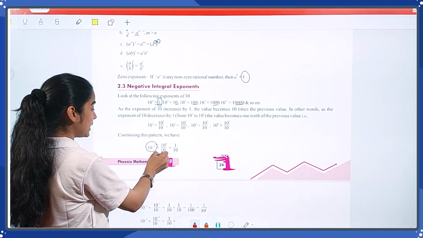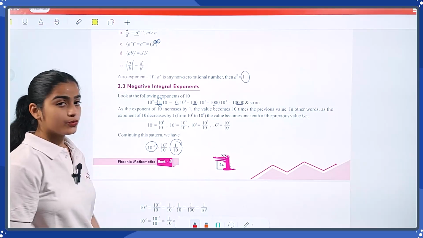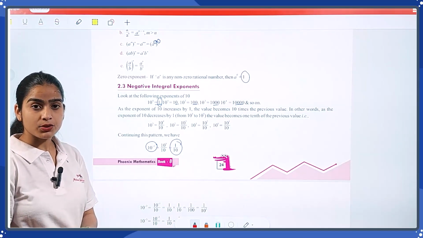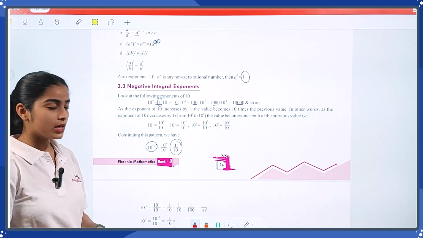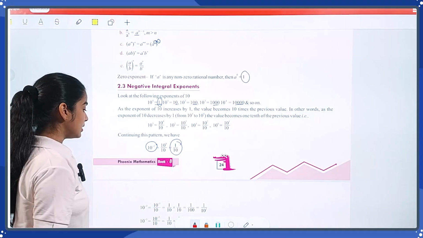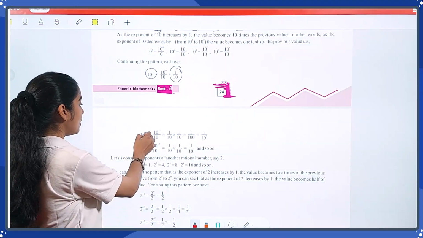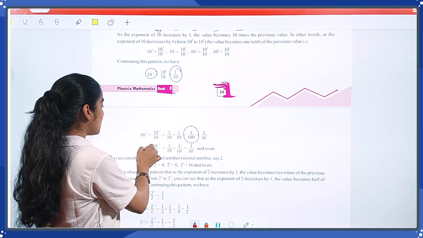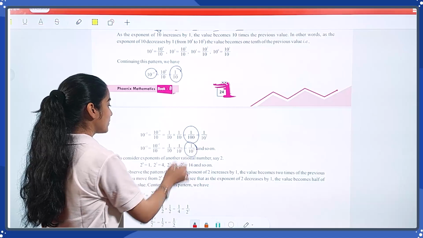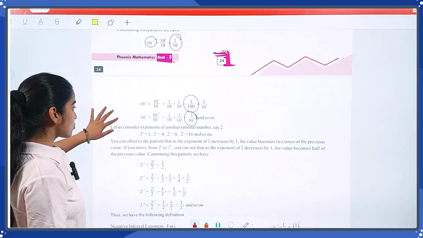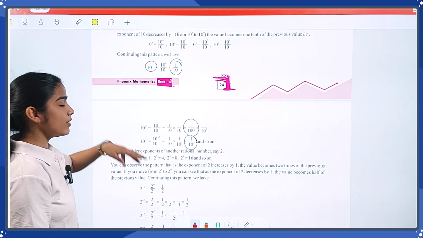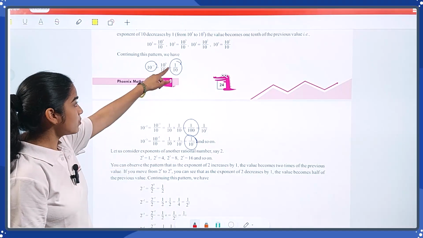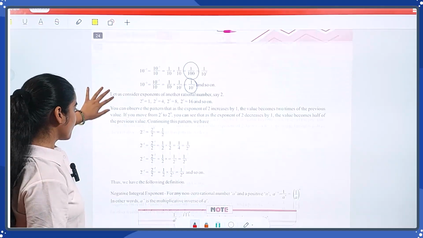upon 10 to the power 1, which means 1 upon 10. If you have any power in negative notation, it means that you have to take those numbers in this form. So 10 to the power minus 2 means 1 by 100. 10 to the power minus 3 means 1 by 10 to the power 3. So for converting this negative exponent into a positive one, you have to convert it in that form.